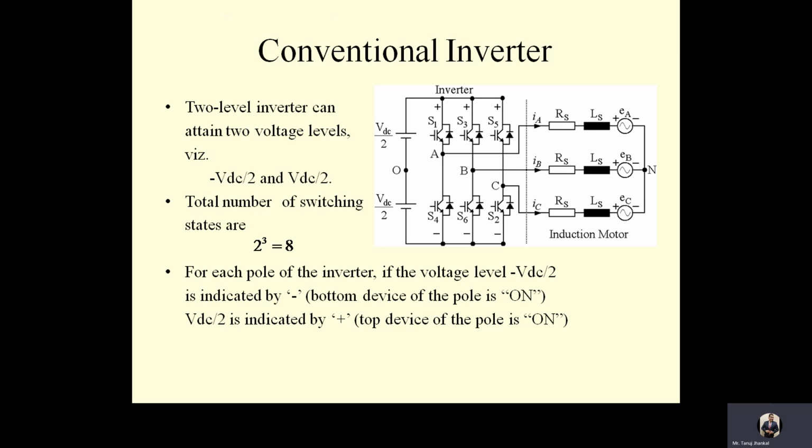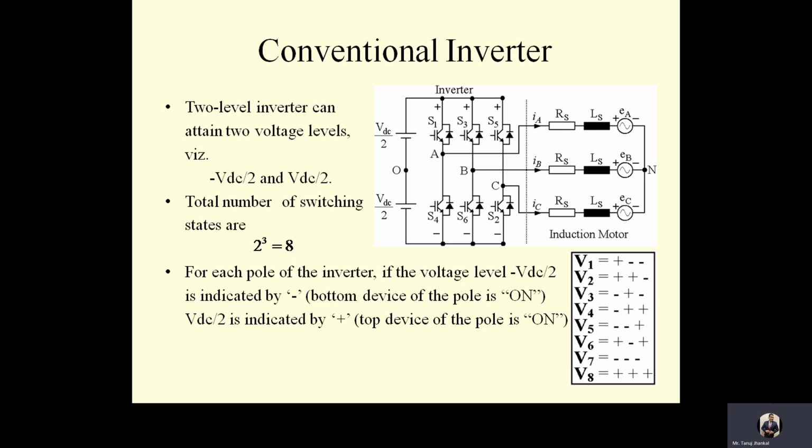And VDC by 2 is indicated by a plus sign, which means the above switch is on. Meaning for leg A, if S1 is on, I will represent a plus sign, and if S4 is on, I will represent a minus sign. So using these symbols for all the three legs, we can represent switching as plus minus minus, plus plus minus, plus minus plus, minus plus plus, minus minus plus, plus minus plus, minus minus minus, or plus plus plus.